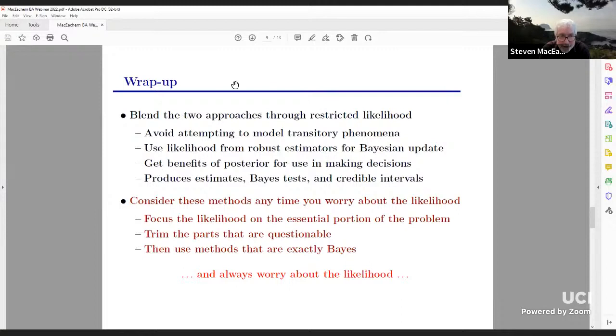I saw a very good comment from Phil David in the chat, chastising me, I think, for my use of the word likelihood. And Phil, of course, is exactly right. You should consider using these methods anytime you worry about the model, and you should always worry about the model, right? For Bayes, we use the model via the likelihood, but always worry about the model.